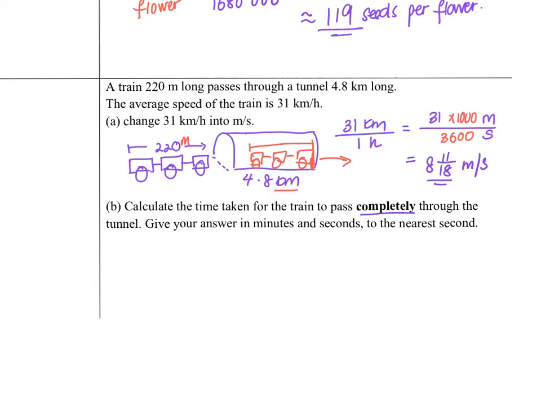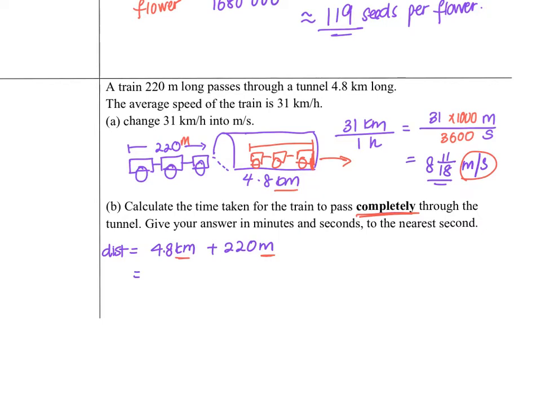So in order for it to pass completely through the tunnel, the distance that this train carriage needs to travel is 4.8 kilometers plus another 220 meters. This is the total distance that you will have traveled. But we know that these units are not the same, so we prefer to change it. Now they have asked me to find speed just now in meters per second. So in this case, I'll prefer to change the kilometers to meters.